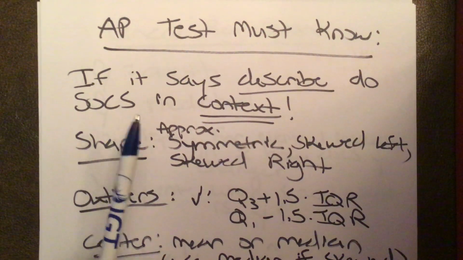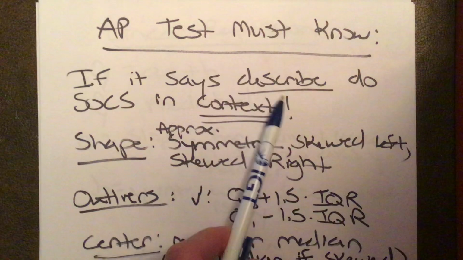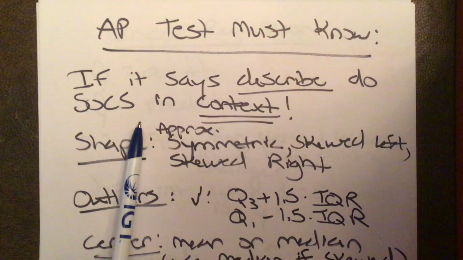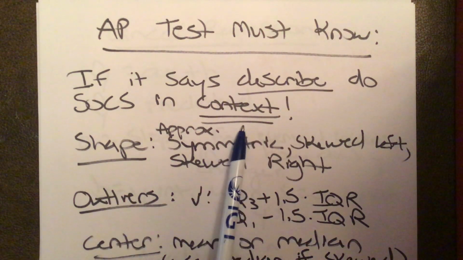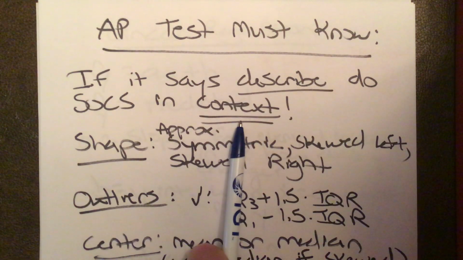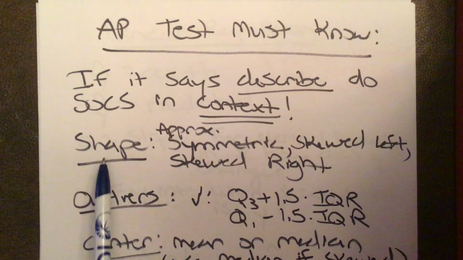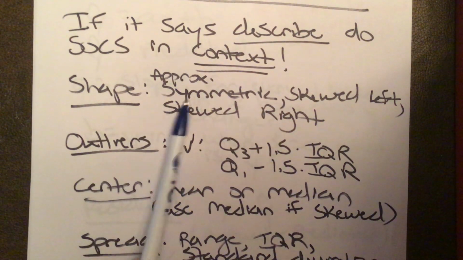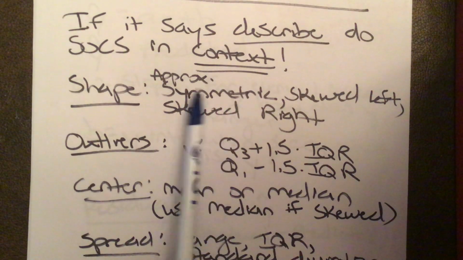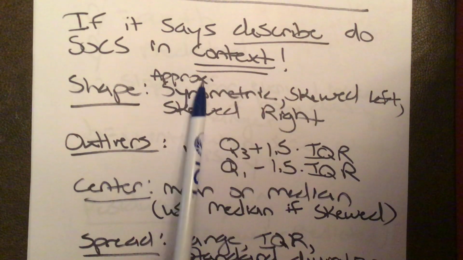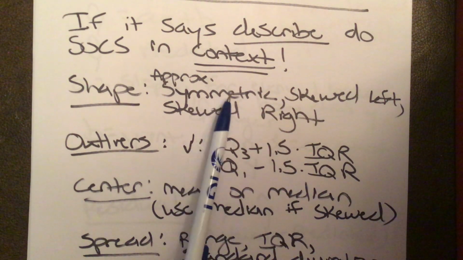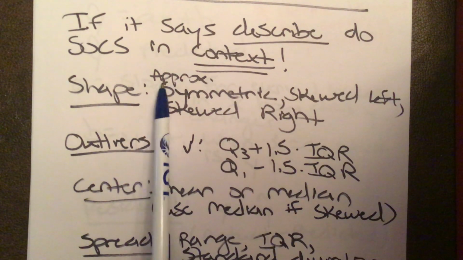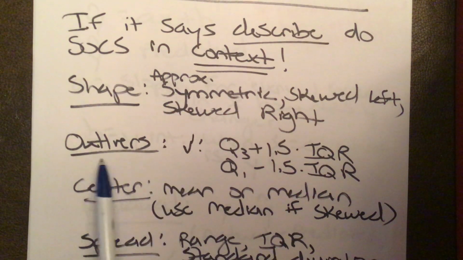So first thing is, if it says describe or compare the distributions, do SOCS in context. In context means say what you're talking about, like the distribution of test scores or the heights or whatever it is. SOCS, just as a reminder: shape. We basically had skewed left, skewed right, or approximately symmetric. You don't want to say symmetric unless it's perfect, so use that word approximately.